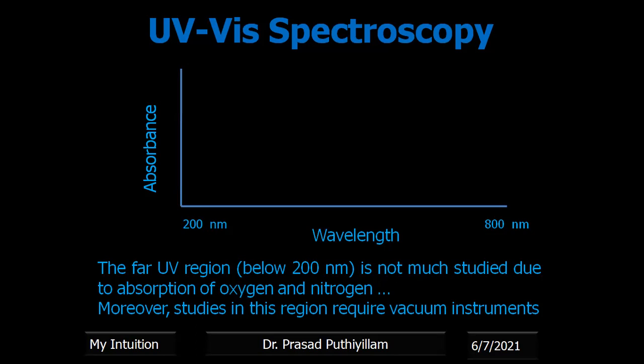That means vacuum instruments are required, which are costly and difficult to handle. It is very difficult to get the results. Therefore, we will go for a spectral range of 200 nanometers to 800 nanometers only.